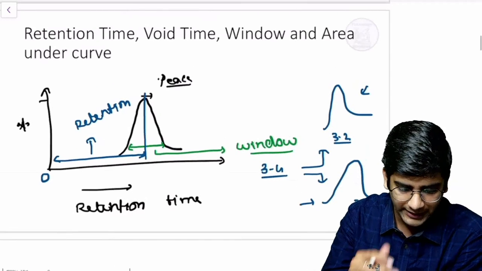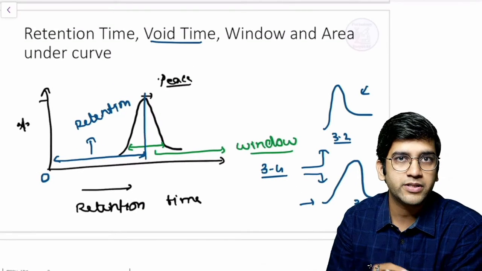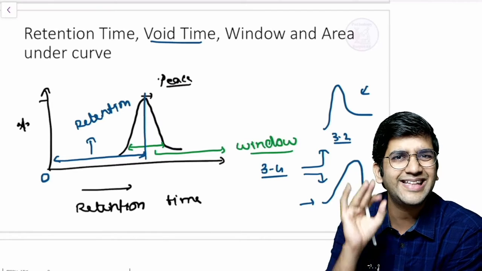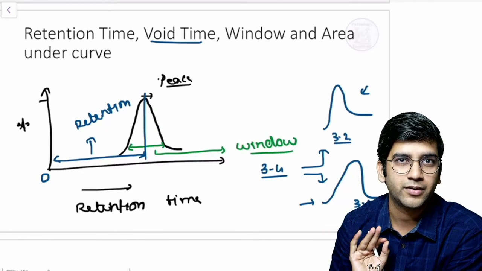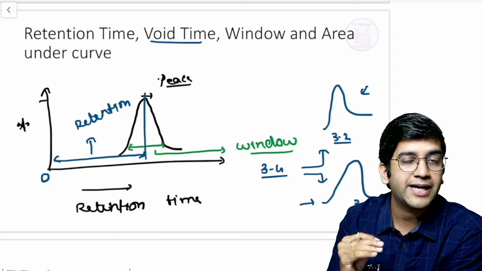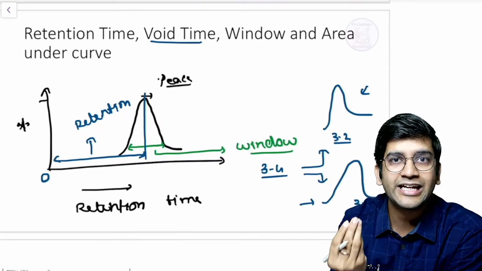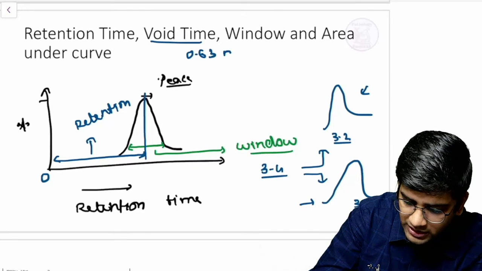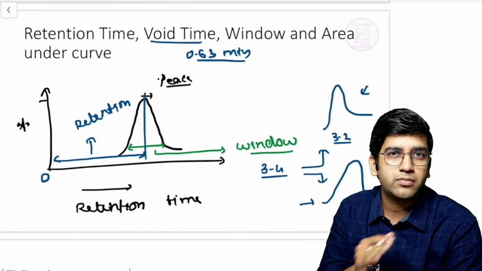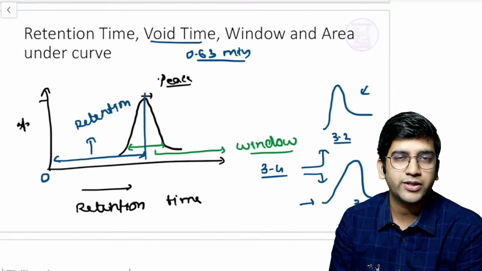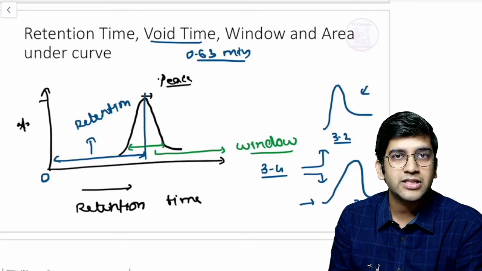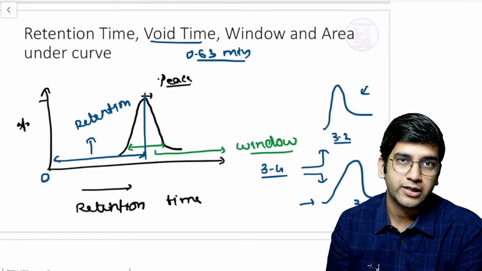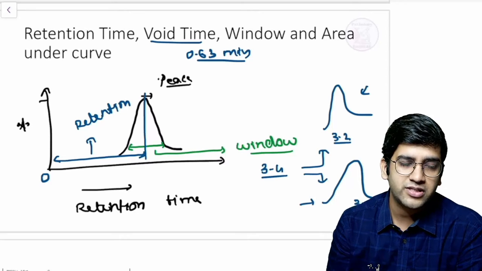Next, void time. What I mean by void time is, in the initial 0.63 minutes or 63 seconds, nothing will be detected. That's void time. You might have peaks, but I will not be able to quantify it. That's an inherent problem of HPLC. I'll show you in a table with everything required. For the initial 0.63 minutes, I will not be able to quantify it. I might have peaks, but I won't be able to quantify it. We'll use that for one diagnosis. We'll see that soon, fine?